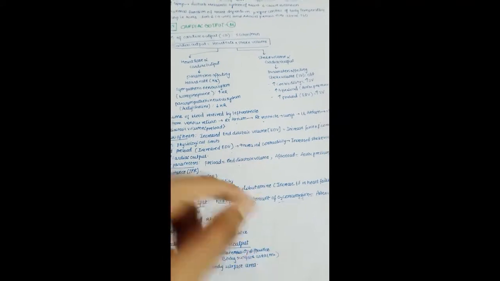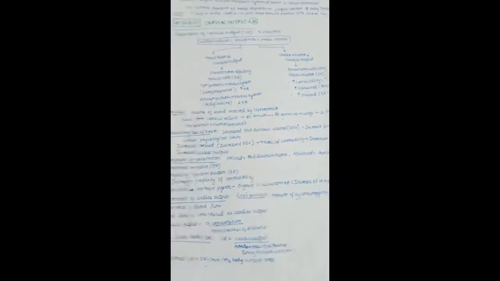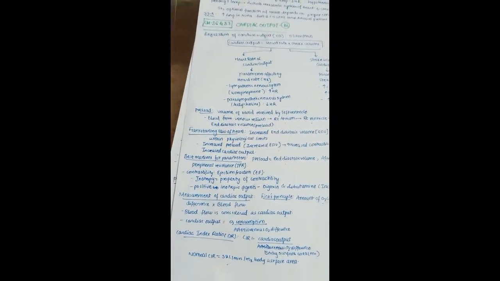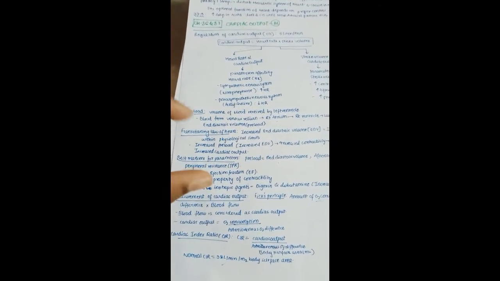For preload, end diastolic volume is the synonym. For afterload, aortic pressure or total peripheral resistance is the synonym. For contractility, ejection fraction is the synonym. And contractility we also call inotropy. So you can see the synonyms of our cardiac language.